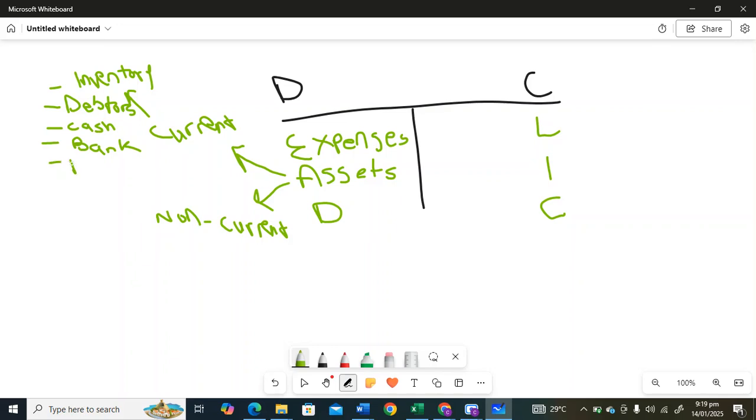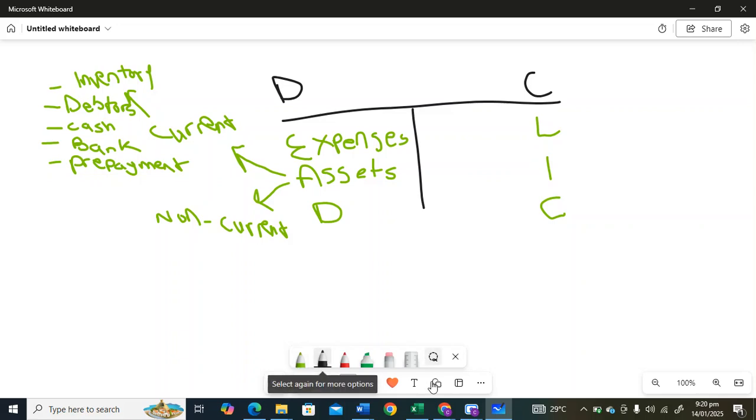And you've also got prepayments. Whenever you make a payment in advance on expense, it's regarded as a prepayment and treated as a current asset. So these are some of the examples of the current assets you're going to come across.